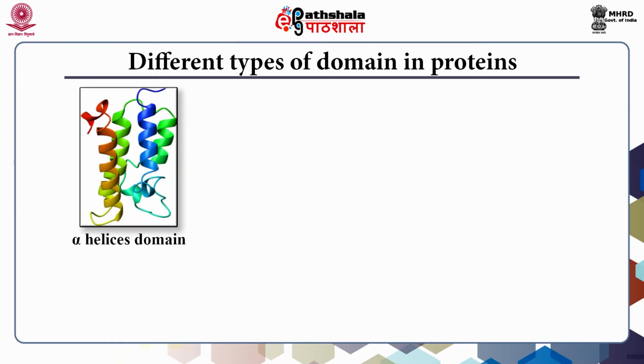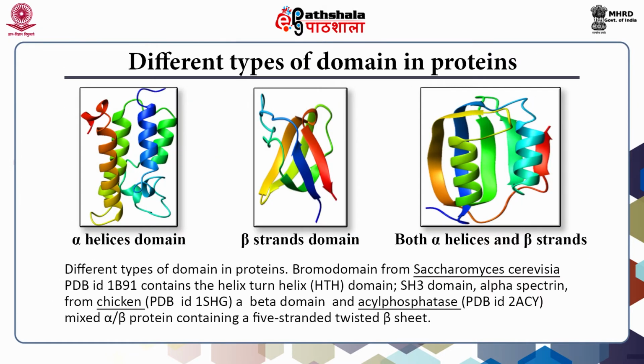Different types of domains in proteins. There are different types of domains in proteins. Bromodomain from Saccharomyces cerevisiae, PDB ID 1B91, contains the helix-turn-helix domain. SH3 domain, alpha spectrin from chicken, PDB ID 1SHG, is a beta domain, and acyl phosphatase, PDB ID 2ACY, is a mixed alpha-beta protein containing a 5-stranded twisted beta sheet.